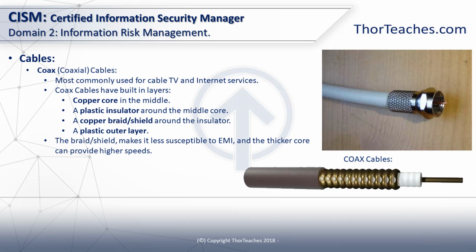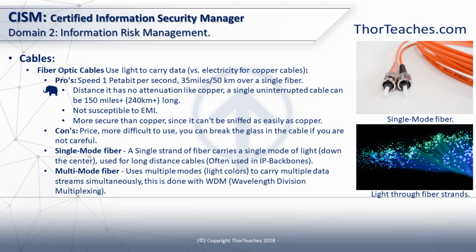Having the braid or the shield makes those cables a lot less susceptible to EMI, and because the copper core is so much thicker, it can provide higher speeds. But for our day-to-day networks, we would rarely use them. Which then takes us to fiber cables.